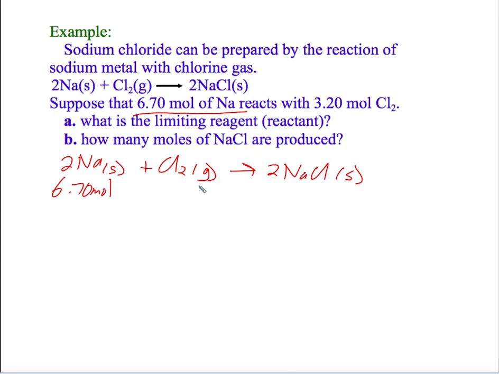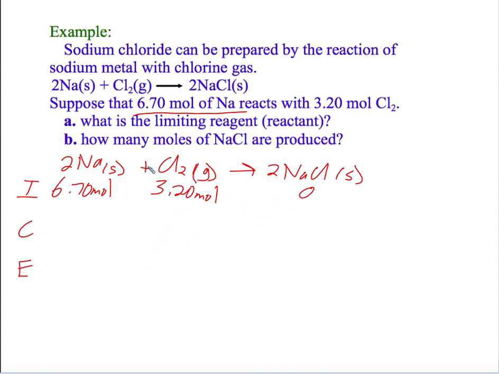And I know that I have 3.20 moles of chlorine. The question is, how much sodium chloride can I produce? I'm going to start with 0. So this is the I in ICE, which is called initial. C stands for change, E stands for end. So initially I have 6.70 moles of sodium, I have 3.20 moles of chlorine.